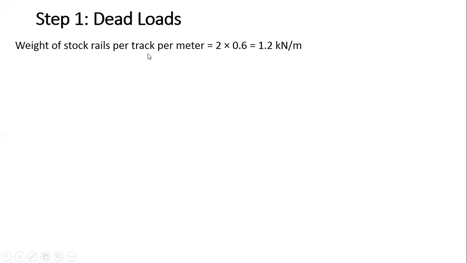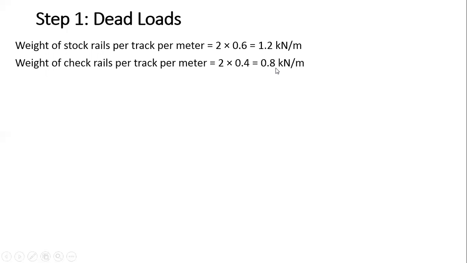Weight of stock rail per track per meter. Now the stock rail weight is given in the problem as 0.6 kilonewton per meter. Okay, so this is for one rail. Now, track means two rails, so I have to multiply it by 2. So weight of stock rail per track is 1.2 kilonewton per meter.